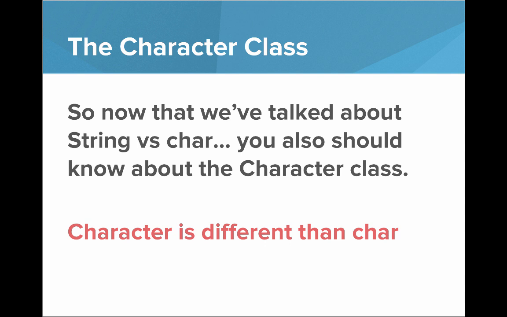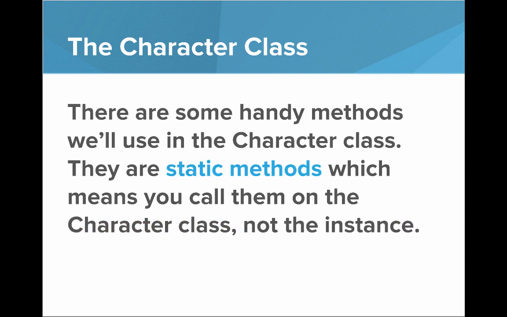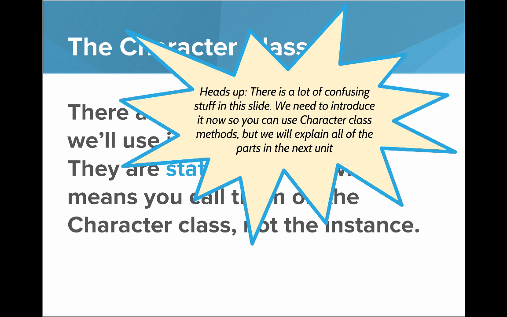And that's Character with a capital C, which is different than char. So it's a little confusing, but we'll go over the details. There are some handy methods we'll use in the Character class. They are static methods, which means you call them on the Character class, not the instance. Heads up, there's a lot of confusing stuff on this slide. We need to introduce it now so that we can use the Character class methods, but we will explain what all of those parts mean in the next unit because we don't need everything yet.